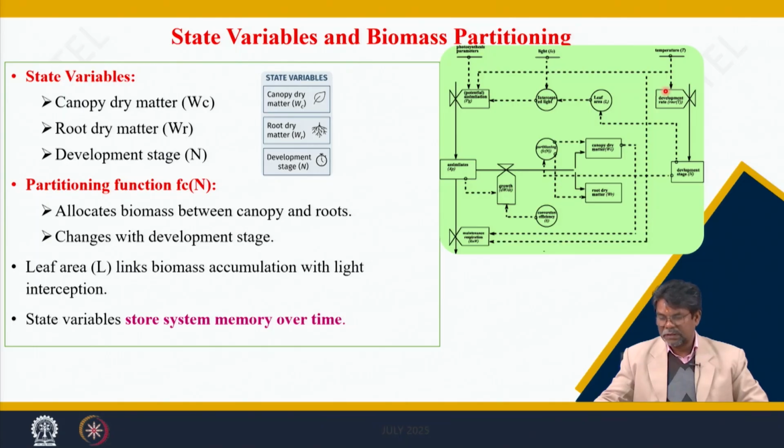Here, the developmental rate influences the developmental stage, and the developmental stage influences the partitioning, how much biomass is partitioned to the canopy and how much to the root portion. And the loss of carbohydrate through maintenance respiration is influenced by the weather parameters. At the same time, it is also influenced by the canopy dry weight. This is the state variable, the original, meaning initial, canopy dry weight.